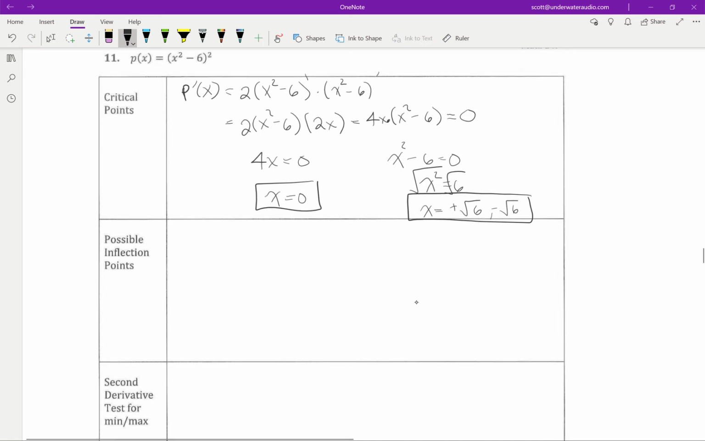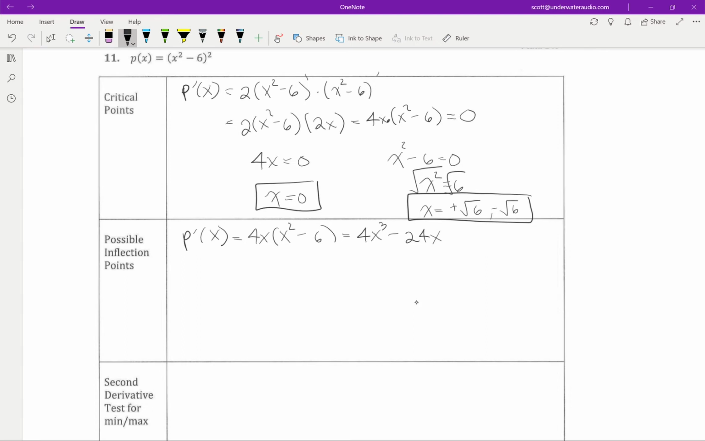Now I'm going to look for possible inflection points. So I had p prime of x from up above, which I'll write again, as 4x times x squared minus 6. To get the second derivative, there's a couple different ways I could do this. One way is, actually we haven't learned the other yet, so there's just one way at the moment. And to do that, I'm going to multiply it out. 4x times x squared is 4x cubed, and then minus 6 times 4, so 6, 12, 24, I get minus 24x.